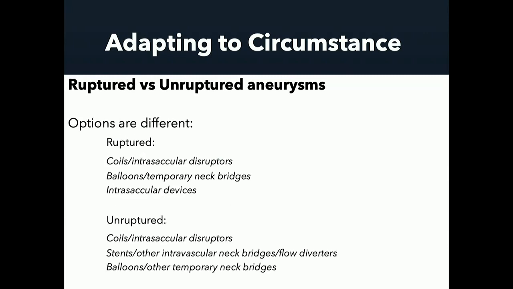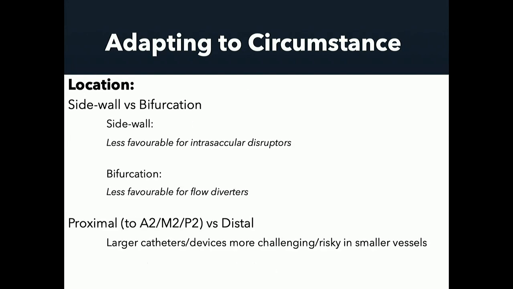And obviously, when you're talking about ruptured and unruptured aneurysms, the options are slightly different in that there's a slight steering away from stents and flow diverters in ruptured aneurysms, whereas you have a full range of kit at your disposal with the unruptured aneurysms.